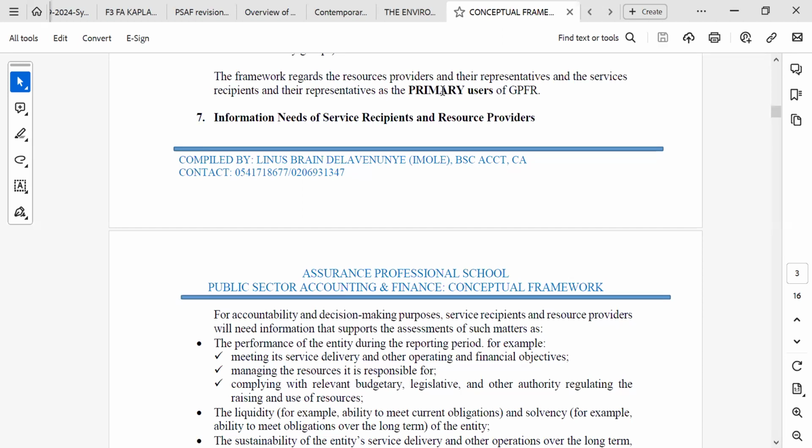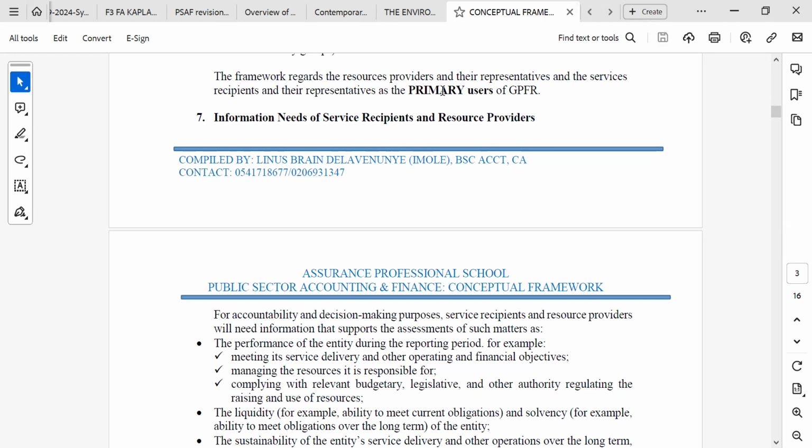Another one is we also want to look at the financial position of the entity in terms of liquidity. So we also have to make an assessment of the liquidity position and solvency position of the entity. For example, ability to meet current obligations, and solvency, for example, ability to meet obligations over the long term. So what is their financial position?